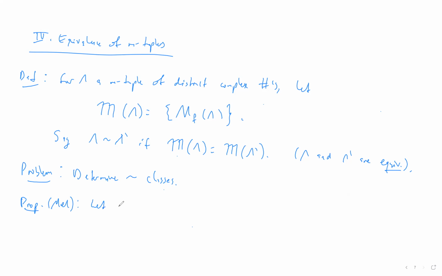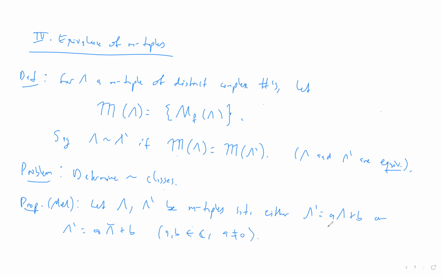So let lambda and lambda prime be m-tuples such that either lambda prime is equal to a lambda plus b, or lambda prime is equal to a lambda bar plus b. This is for a and b complex numbers, and a non-zero. When I write lambda prime is a lambda plus b, I just mean that lambda prime sub i is a lambda_i plus b. And for the second, I'm taking complex conjugates. Then these are equivalent.